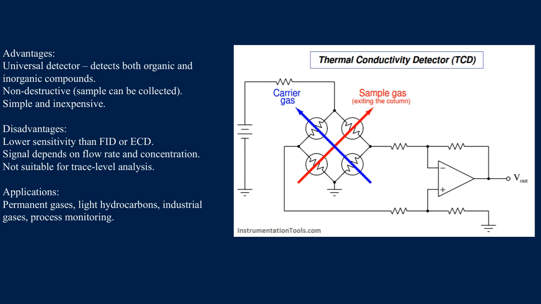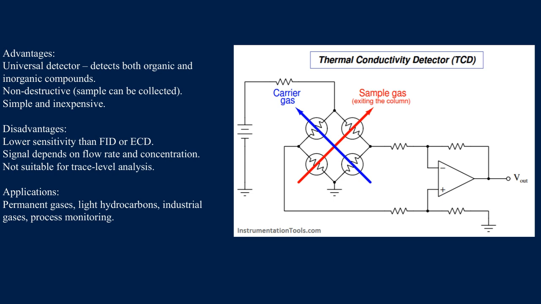Now, let's take a look at the advantages of this detection method. First, it's a universal detector, meaning it can identify both organic and inorganic compounds. This versatility makes it very useful in a wide range of applications. Another key benefit is that it's non-destructive, so the sample can be collected after analysis without damage, which can be quite valuable in certain situations. Additionally, it's simple to use and inexpensive, making it accessible for many labs and industrial setups.